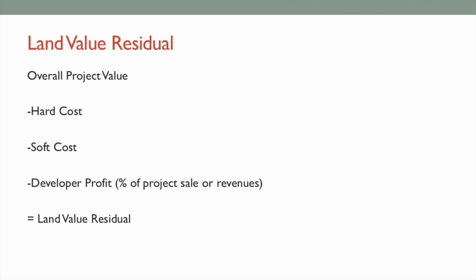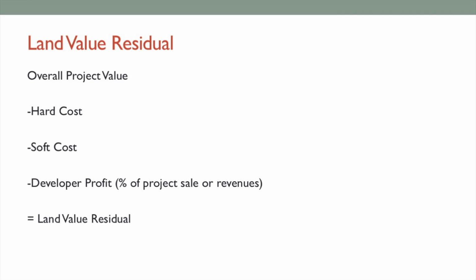So I'll show you an example. First of all, how to figure out the residual land value. It's the overall project value. So if you're looking to build a certain type of development, take the net operating income from it, divide it by the cap rate, that's how much it's worth. That's how much the developer expects to generate in value for that development.